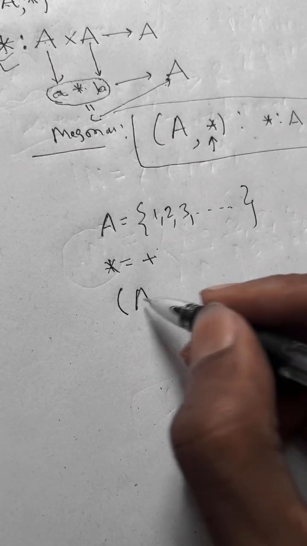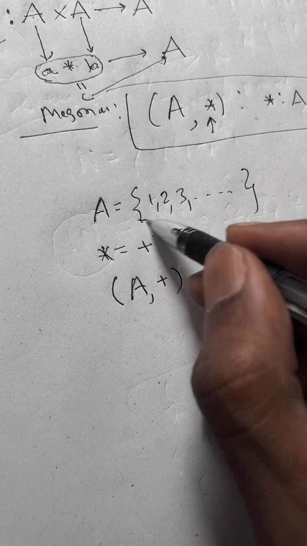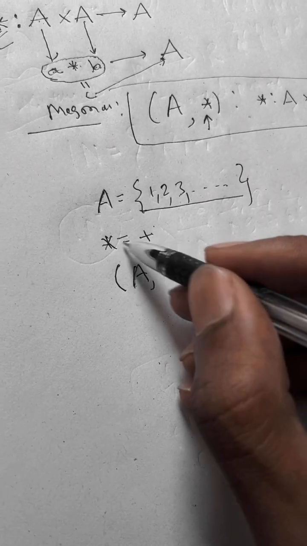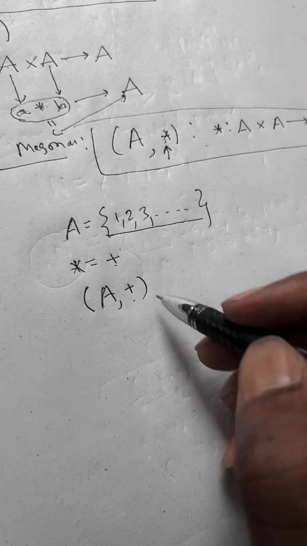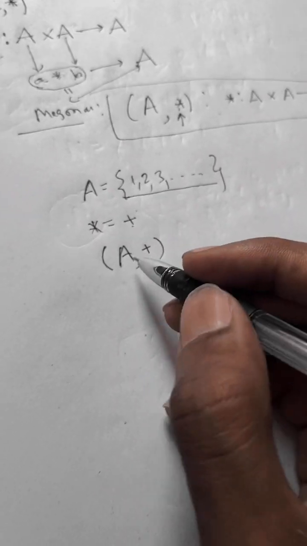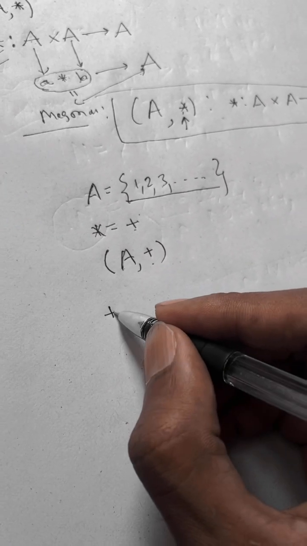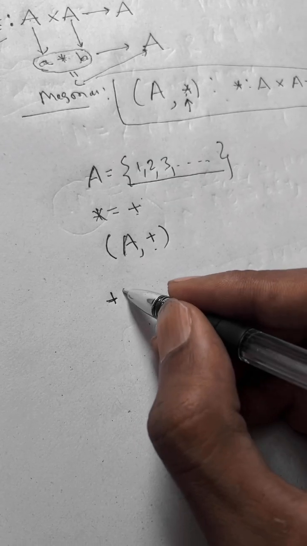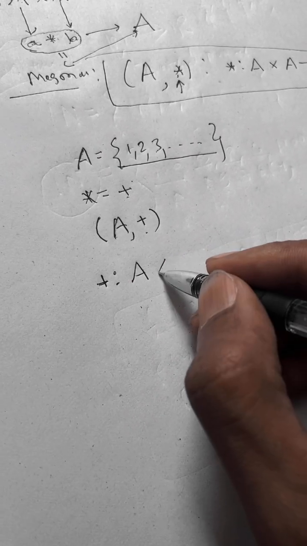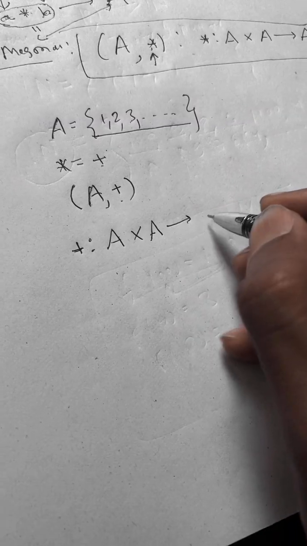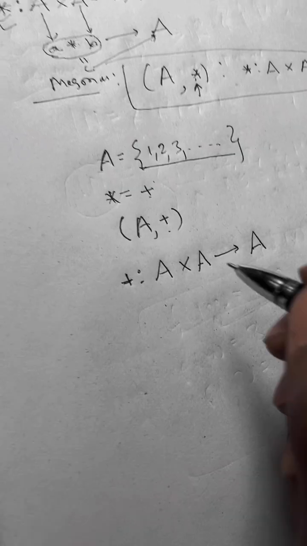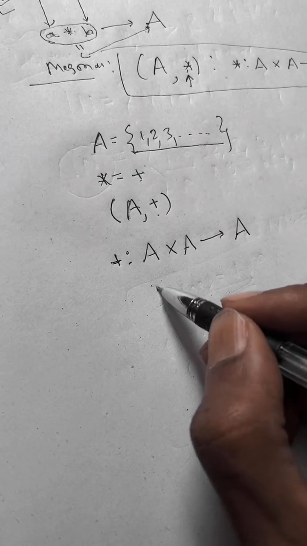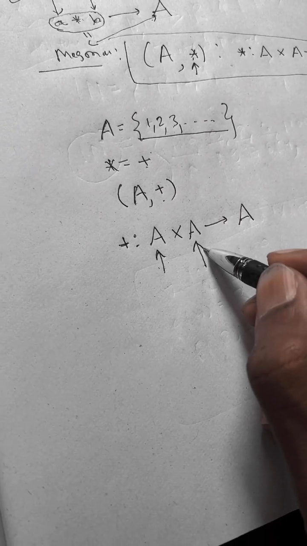Now we form this pair A comma plus. This is our set A, and this operation here is plus. Now we check if it is closure or not. So what is closure? What is plus going to do? Plus is going to take this set A, do the cross product with itself, and produce an element in A, right? Yes. So let's choose one element from here and one element from here.